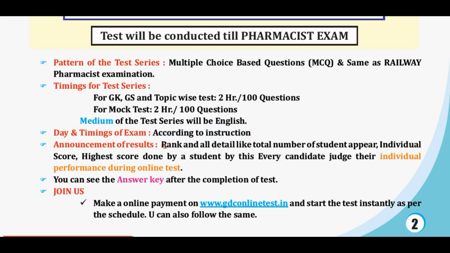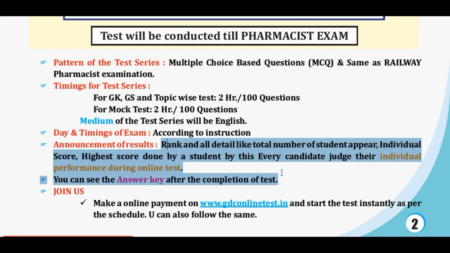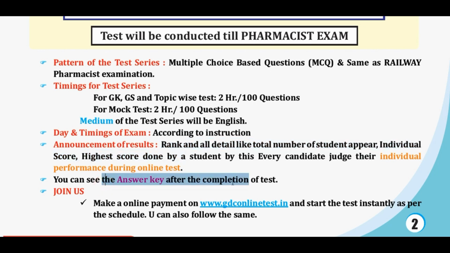Announcement of result, rank and all in detail, like total number of students who appeared, individual score, and highest score by a student. By this, every candidate can judge their individual performance during the online test. You can see the answer key after the completion of the test, and this will be a full explanation based answer key. So you can join through www.gdconlinetest.in.